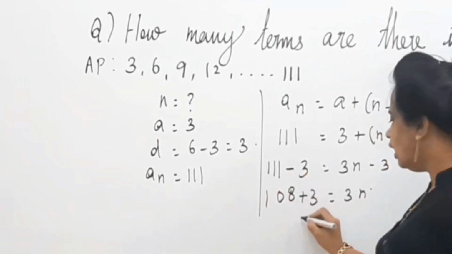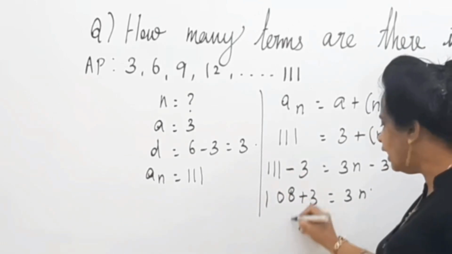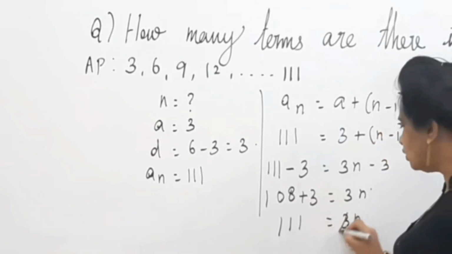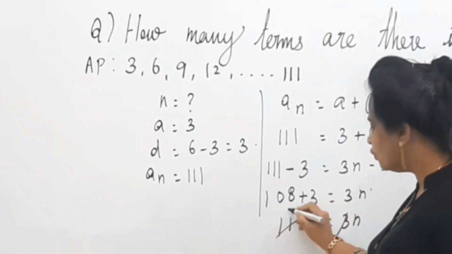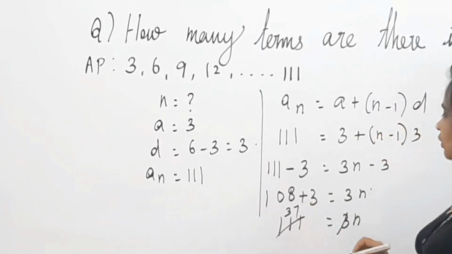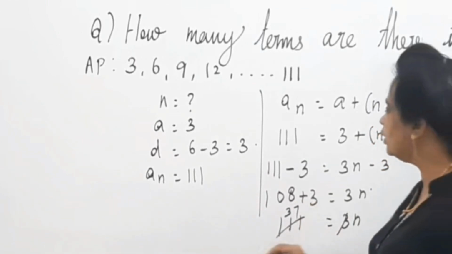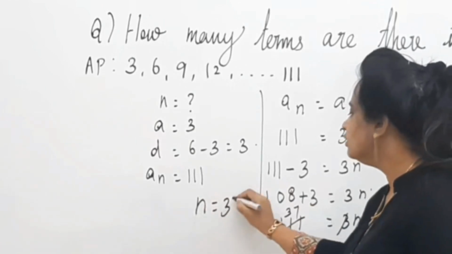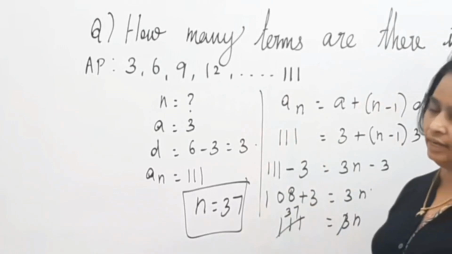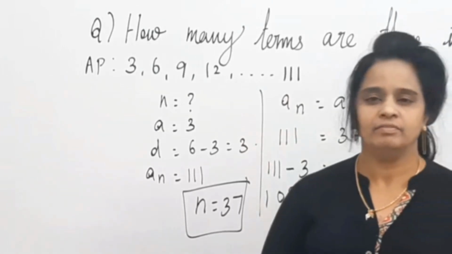So that's 8 plus 3 is 11 again, and you get 3n again. So 3 and this gets cancelled. So you have 3 3s are 9, 7 3s are 21. So my n is equal to 37. So there are 37 terms in this AP.